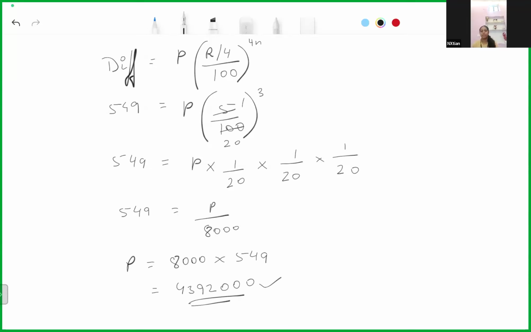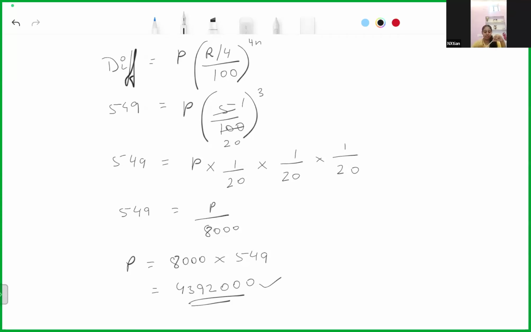You don't use 1 plus r by 100. You just use the rate by 100 and the power. If it's half-yearly, divide by 2. If it's quarterly, you divide by 4. Divide the rate by 4.